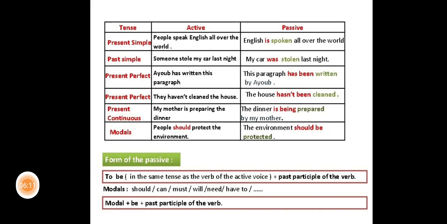Okay. Look at the modals. People should protect the environment. So for the modals, it's very easy. I just add be. The environment should be protected, and the verb is still a past participle. To be, in the same tense as the active voice. The modals should, can, must, will, need, have to, then be, and then a verb past participle. Just a modal verb, be, and then the past participle of the main verb.